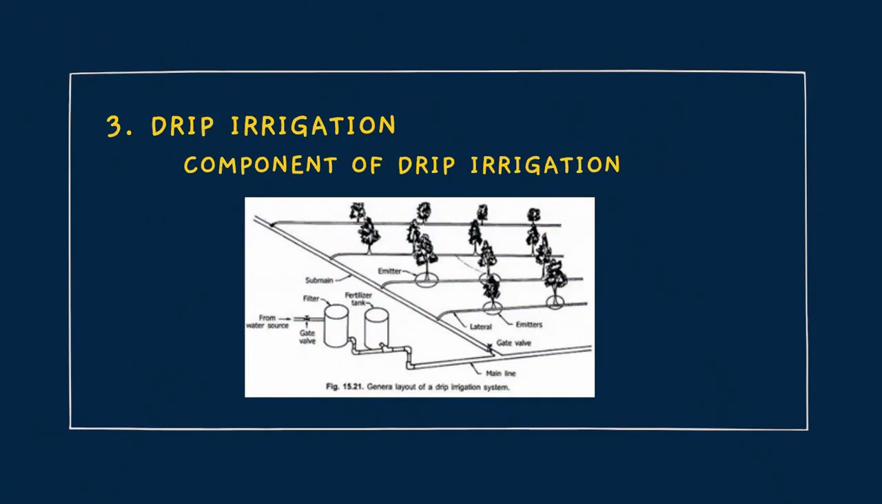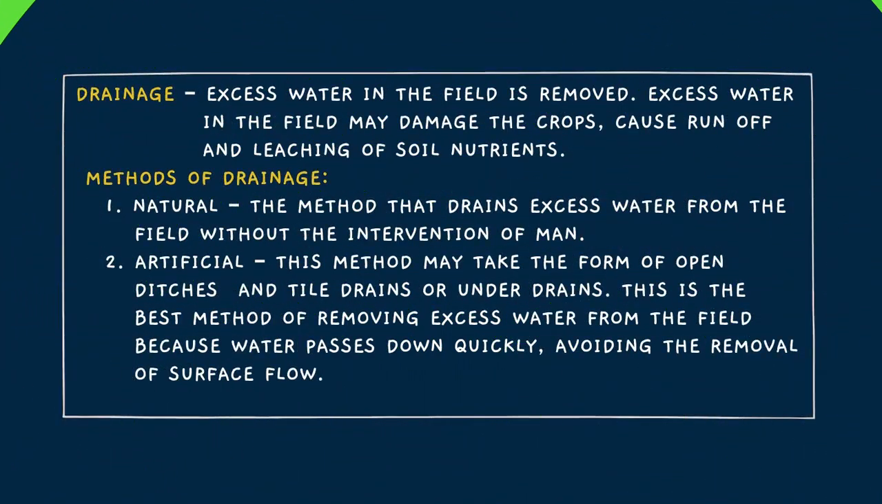Number 3, drip irrigation. Components of drip irrigation. These are the images. Drainage. Excess water in the field is removed. Excess water in the field may damage the crops, cause runoff, and leaching of soil nutrients.